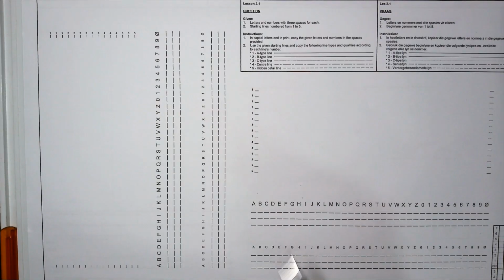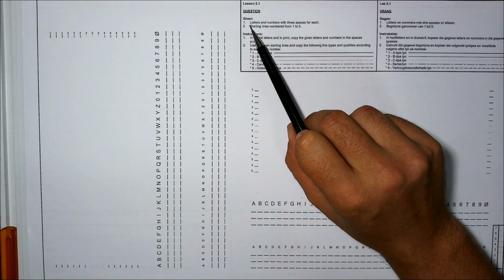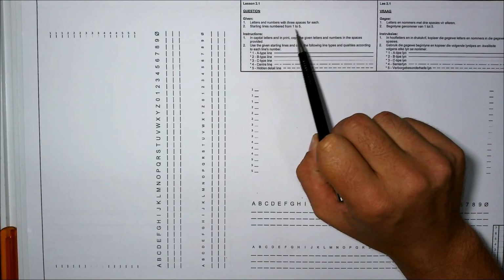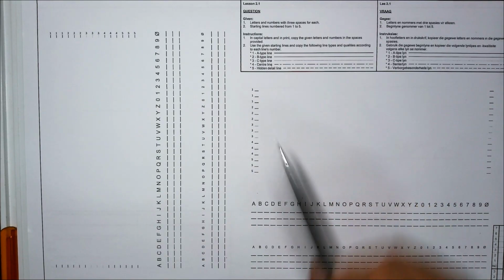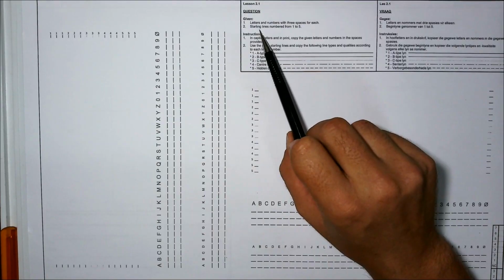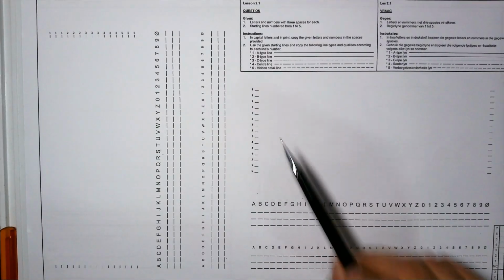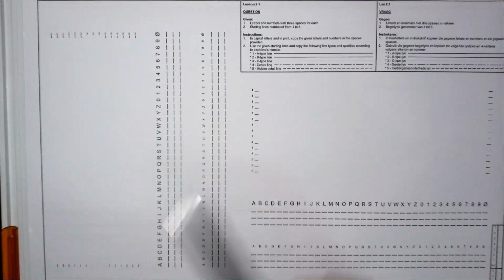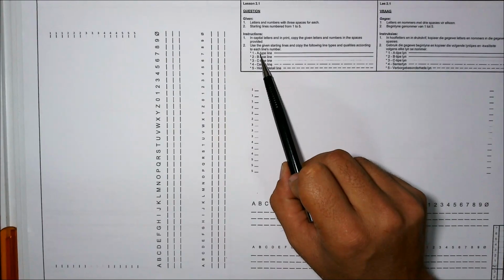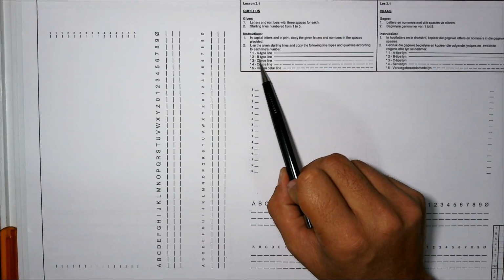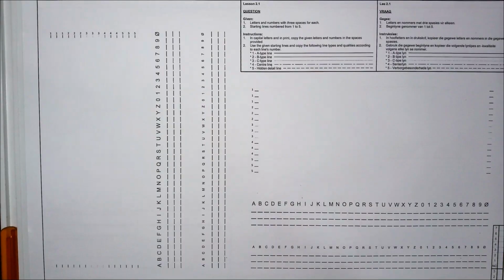So let's have a look at the instructions quickly. The first thing is they gave us letters and numbers with three spaces for each, so there should be three number ones, three number twos, and so on. They gave us the starting lines numbered 1 to 5. This is where we are going to practice our line types. On number 1, we'll do the A line. On 2, we'll do the B line. On 3, construction line, center line, and hidden detail line.